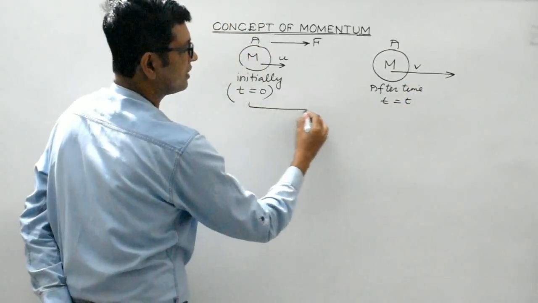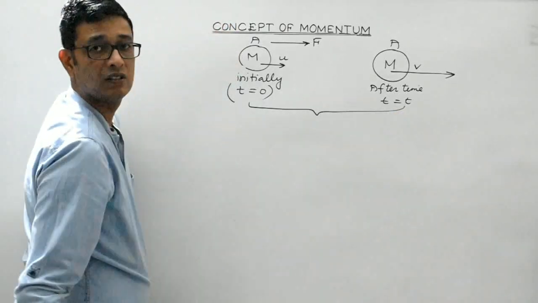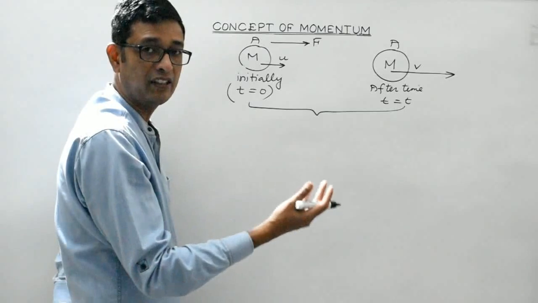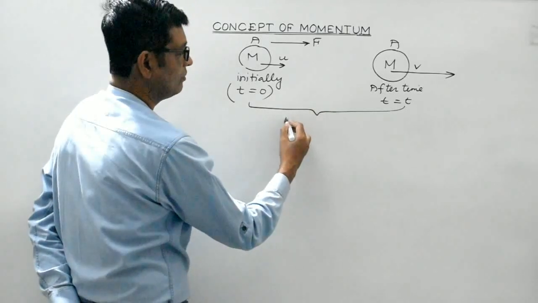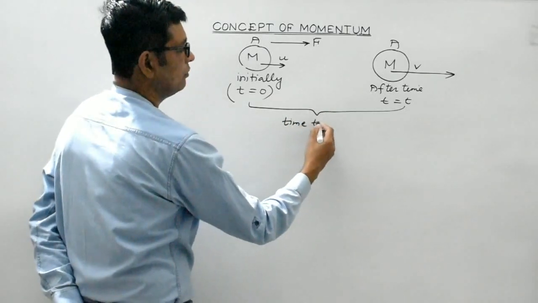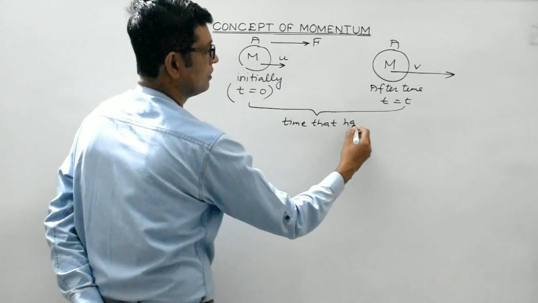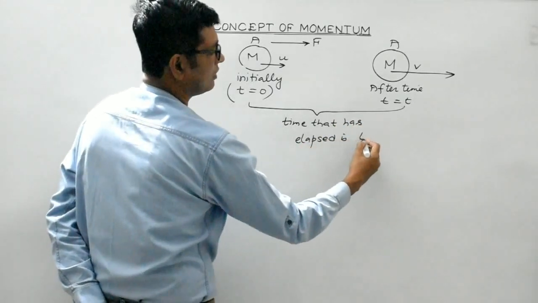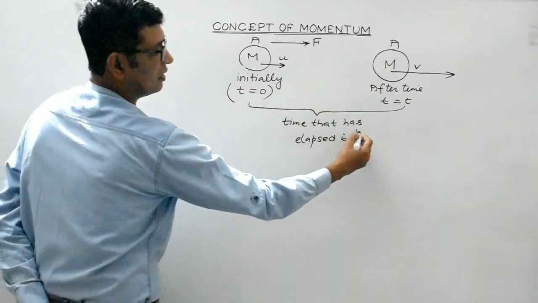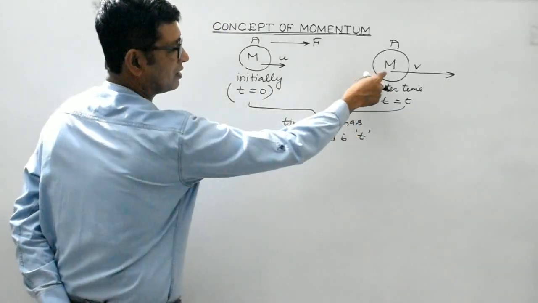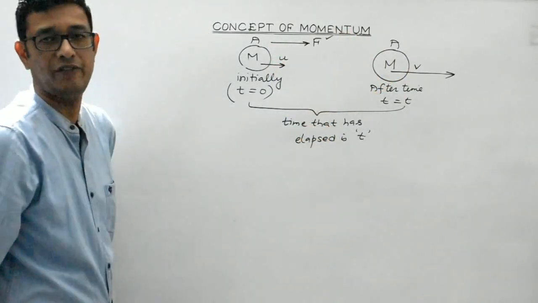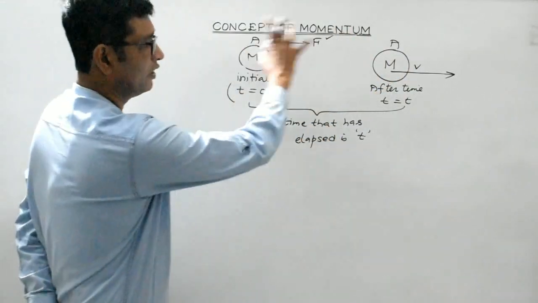So what is the time that has elapsed? What is the time after which the body is able to change its velocity from u to v? That is time t. The time that has elapsed is t minus 0, that is t. So after time t, the body is able to change its velocity from u to v under the influence of this force F. So this is the intro, right?